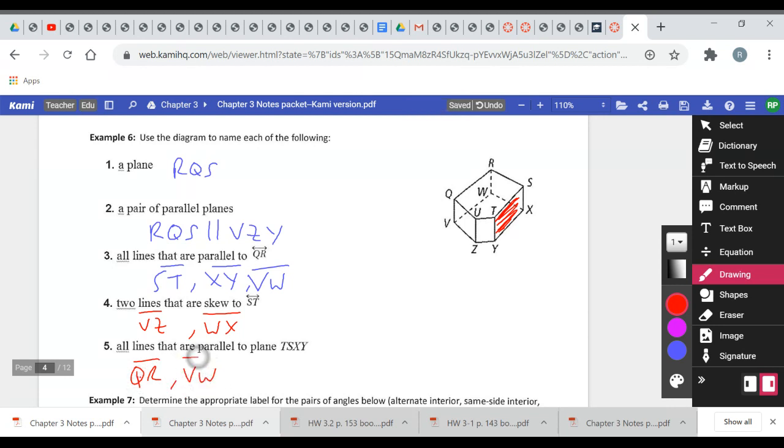VW would be one. QV would be one. And RW would be one. Okay. And then also UZ would be another one. It might not look like it, but again, those would not intersect if I extended UZ out.